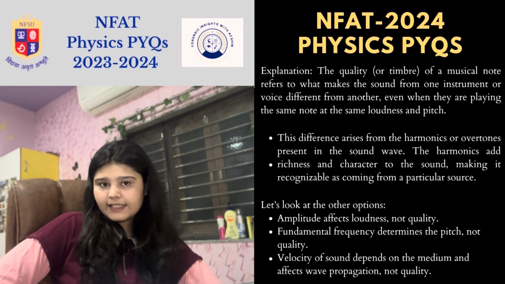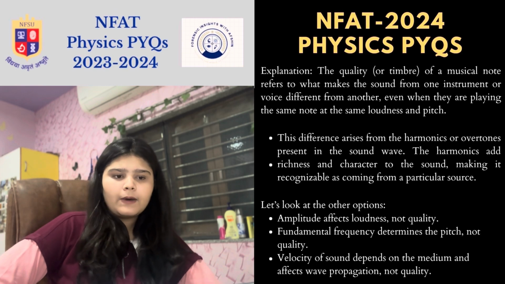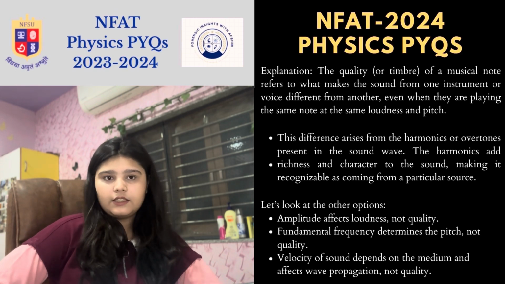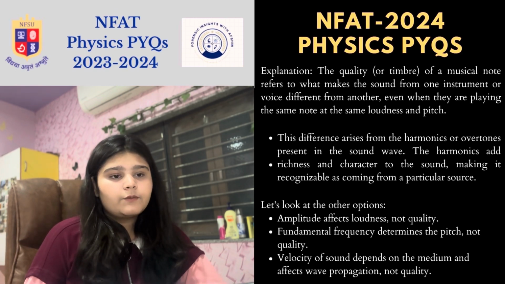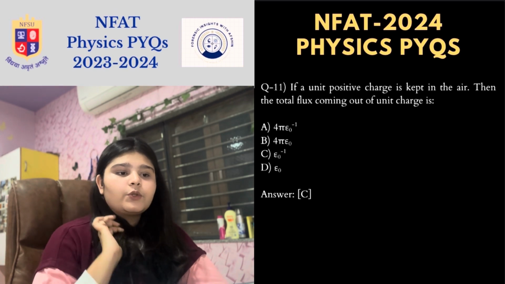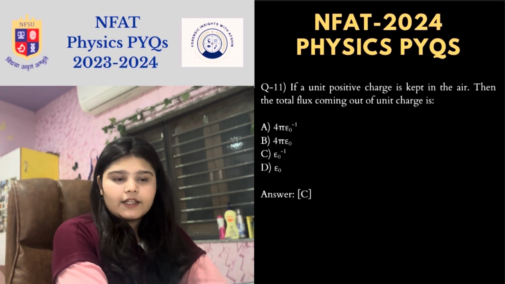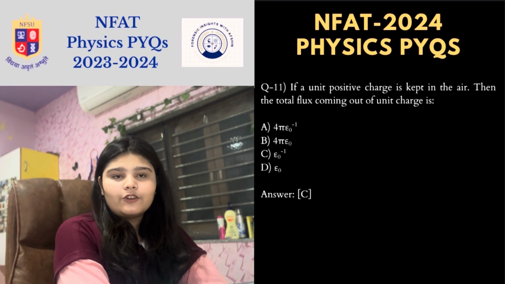You can read the explanation if you want to. The rest I have explained in brief. So yeah, moving to the next question. It is: if a unit positive charge is kept in the air, the total flux coming out of the unit charge is.